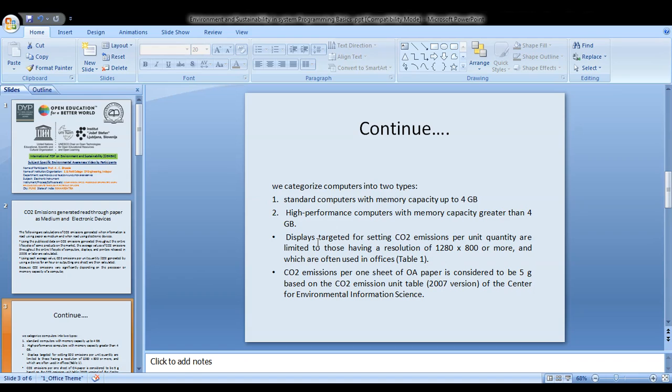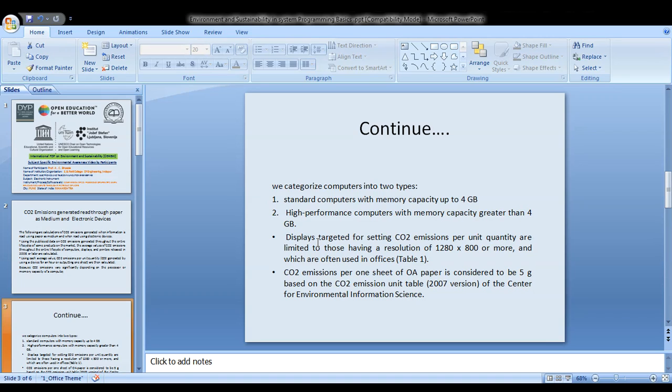device. First, we classify the devices in terms of computers. We categorize the computers into two types. These are useful for CO2 emission calculations. The first type is the standard computers with memory capacity up to 4 GB. Second, high performance computers with memory capacity greater than 4 GB.